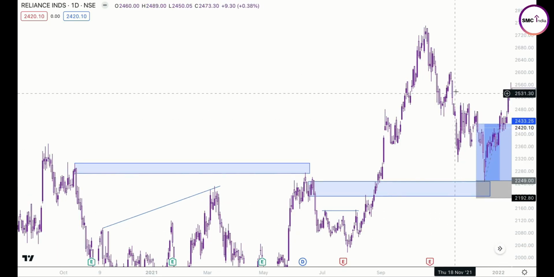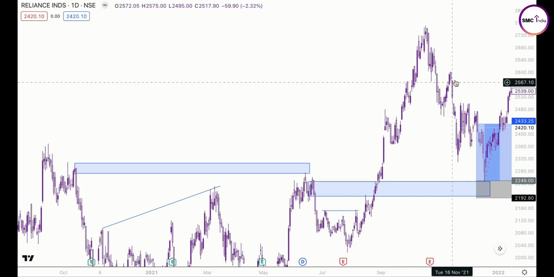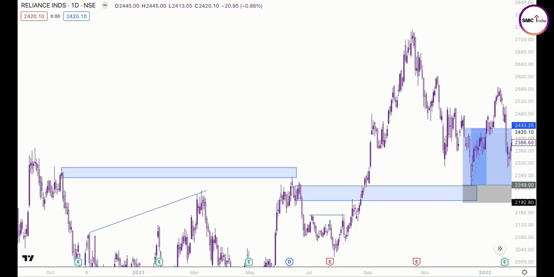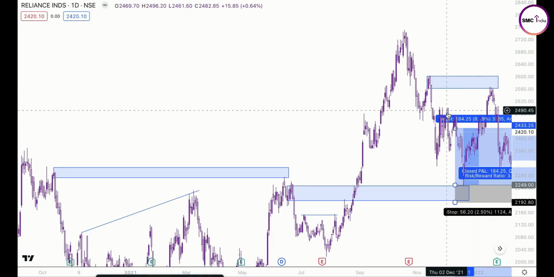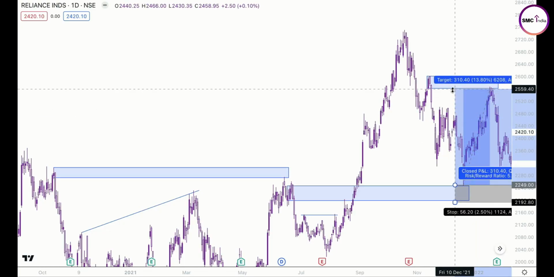block, and you could see imbalances up here and there is a valid supply order block. So what you do is that you mark this as a valid order block, place your limits here and target this.